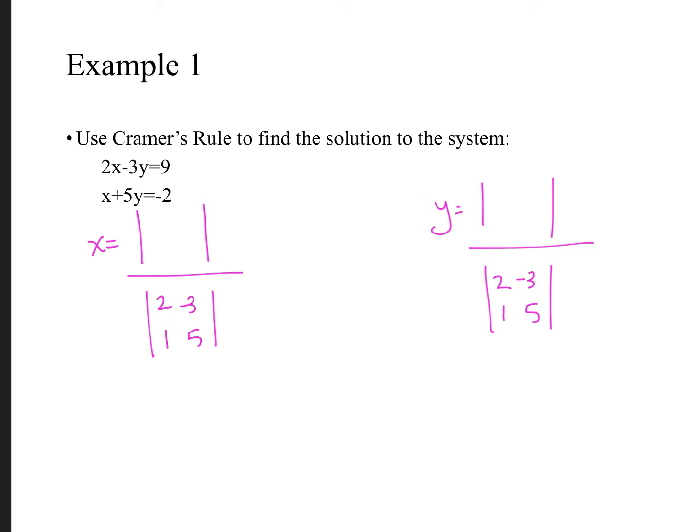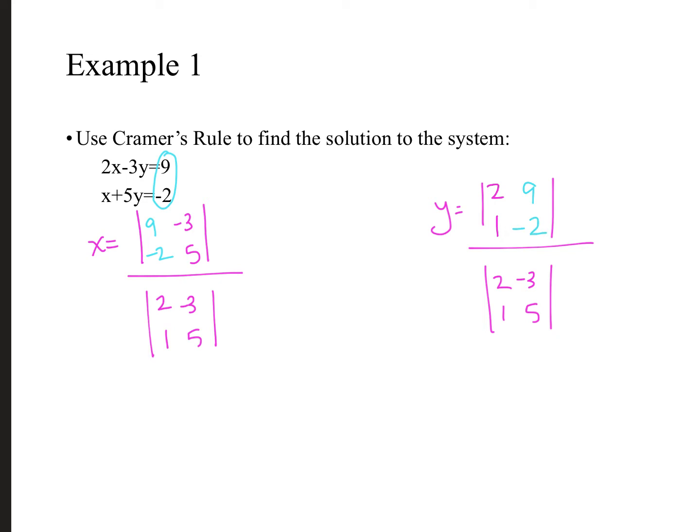Then on the top of the x, if you're trying to remember what goes where, these constants are going to take the place of the x coefficients. So this is going to be a 9 and a -2, but the y's will stay the same. And on the y, the x's will stay the same, but the y coefficients will be replaced with the constants.